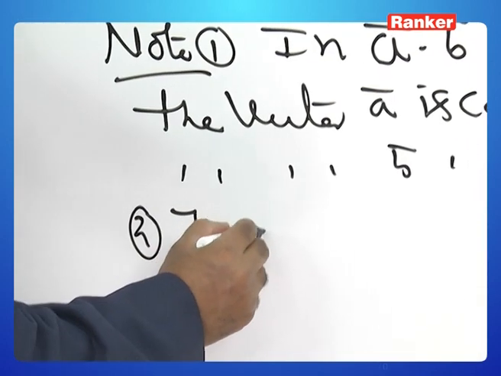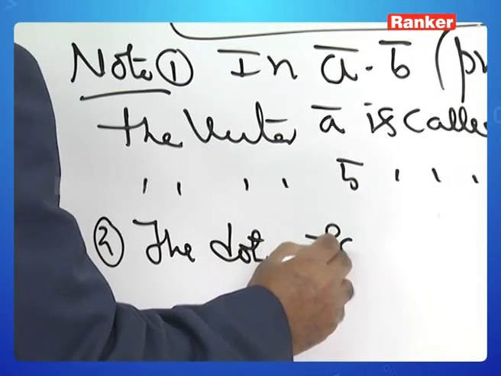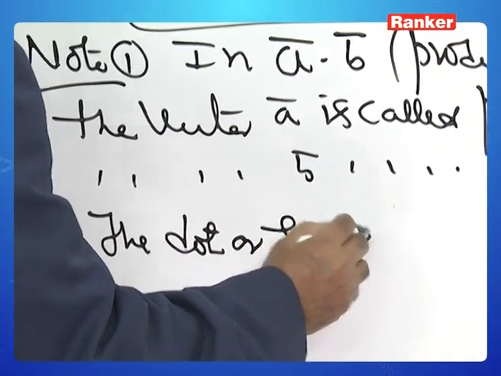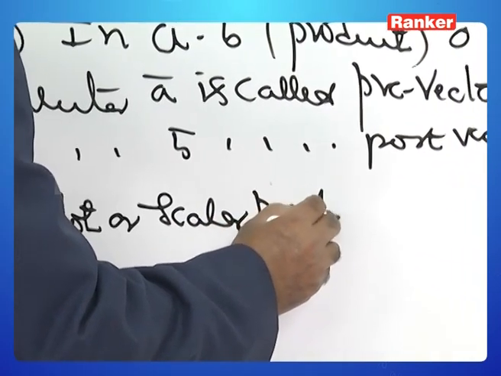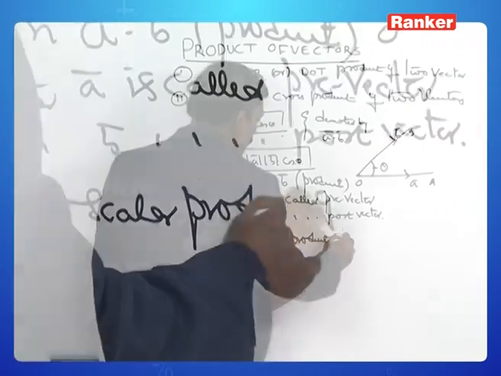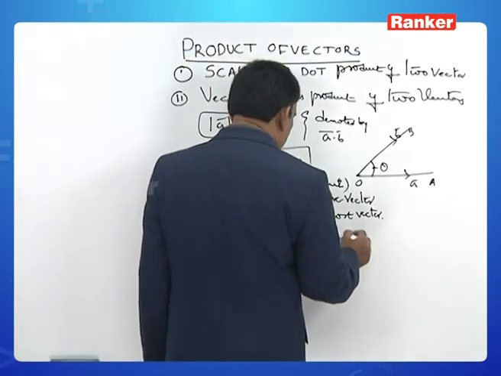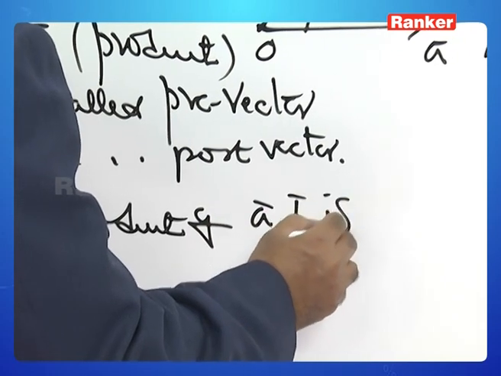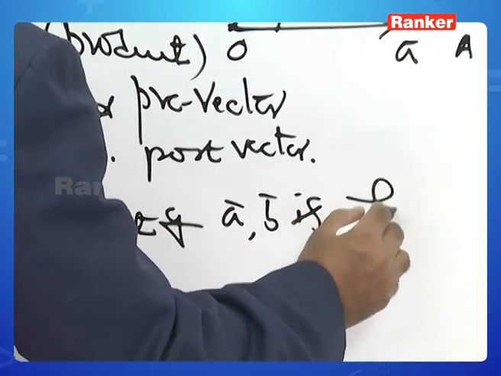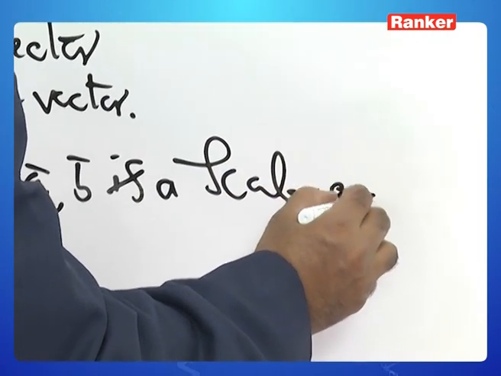Next, note 2. The dot or scalar product of A bar, B bar is a scalar quantity.